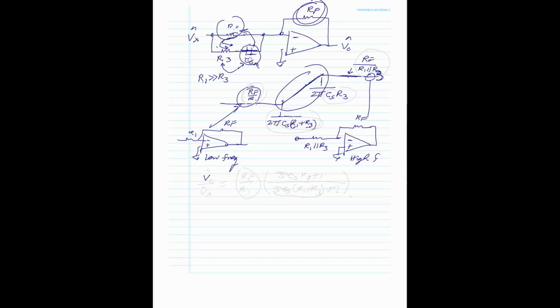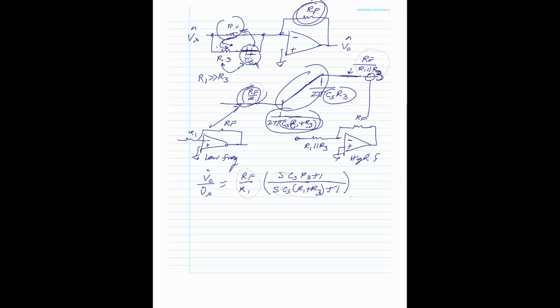The output Vc to the Vx is what? This gain here. You know it's RF over R1. You know that this is a pole, that's on the bottom. Just write this down: S CS (R1 plus R3) plus 1. What's on the top? This 0 right there: S CS R3 plus 1. You see, that is your equation. Very simply, let's see if it works.